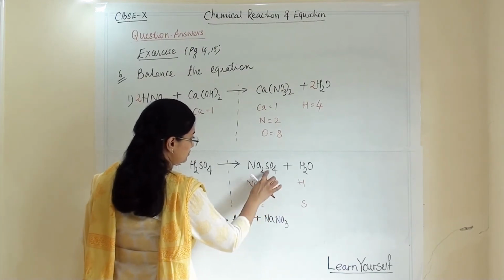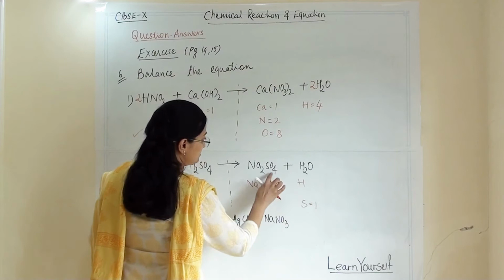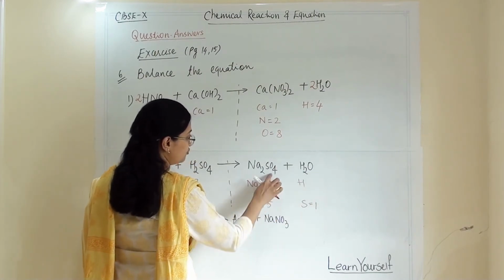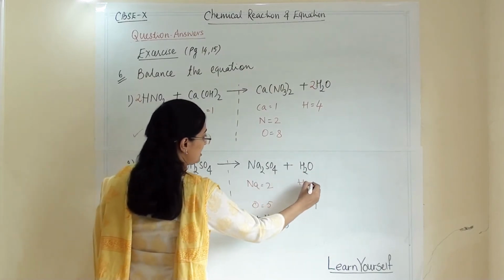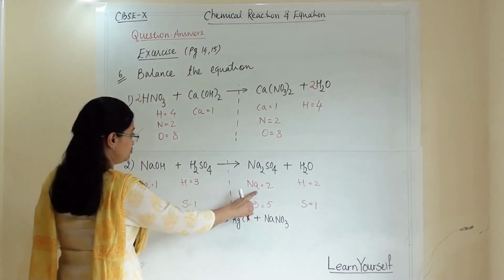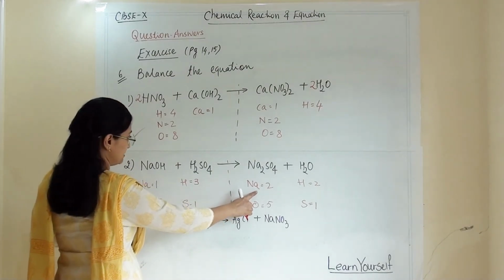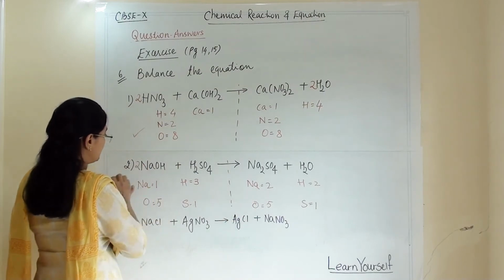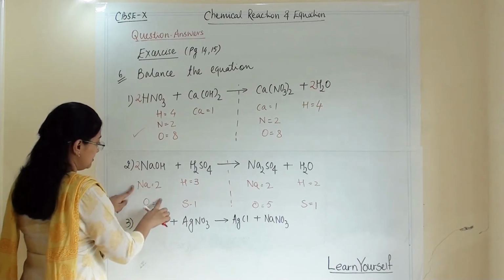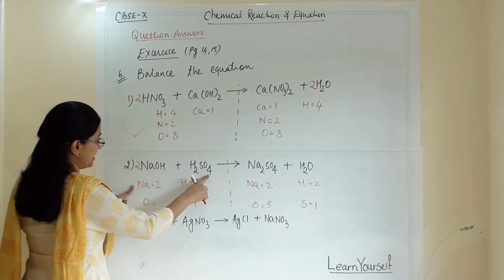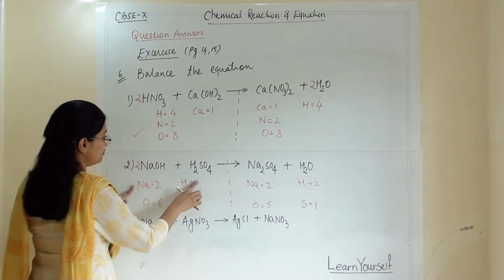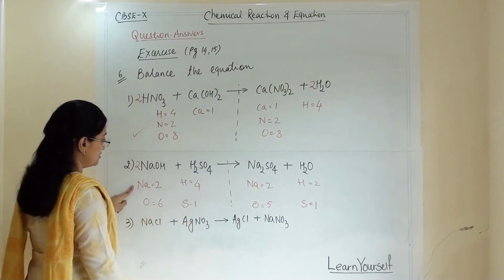Sodium is 2, sulfur is 1, oxygen are 4 and 1, so it is 5 (4 plus 1), and hydrogen are 2. So when we are balancing this, 2 Na are here, 1 Na is here. So let us make 2 here. By doing so I am changing Na to 2. Oxygen will be now 2 and 4, so 6 oxygen. And hydrogen will be 2 and 2, 4 hydrogen.